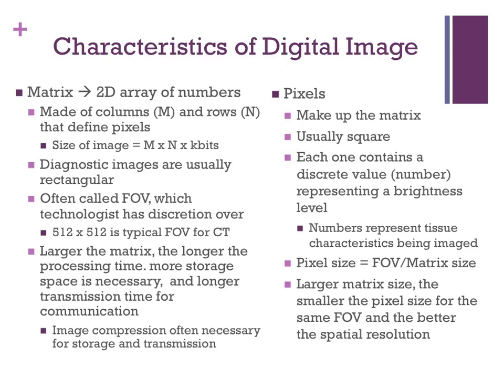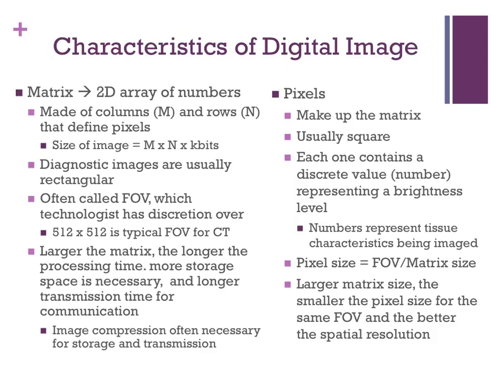The structure of a digital image can be represented by several factors, which include the matrix, pixels, voxels, and bit depth. The matrix is a 2D array of numbers, and it's made of columns represented by M and rows represented by N that define square regions, which are pixels. The size of an image equals M times N times K bits. K bit stands for kilobits, which is a multiple of a bit, and remember we discussed bits a little bit in chapter 1. When M equals N, then this means that the dimension is perfectly square.